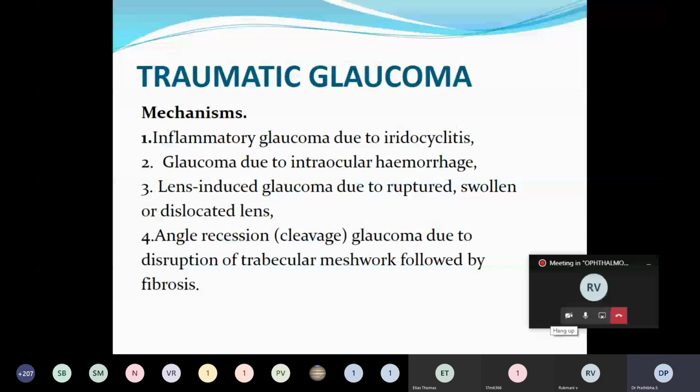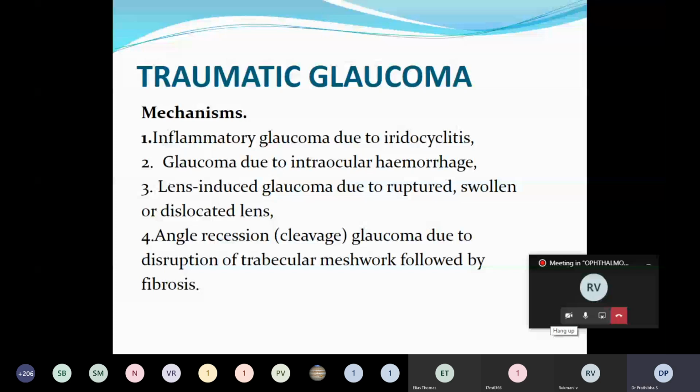So we have reached almost the end of the session, secondary glaucoma causes. The final cause may be trauma; following trauma, a patient can also develop glaucoma. The mechanisms are different. Following trauma, there may be inflammation. If there is a blunt trauma, pigment dissipation can occur, and then inflammatory glaucoma due to iridocyclitis can occur. Or because of the trauma, there may be intraocular hemorrhage, which will lead to raised IOP.